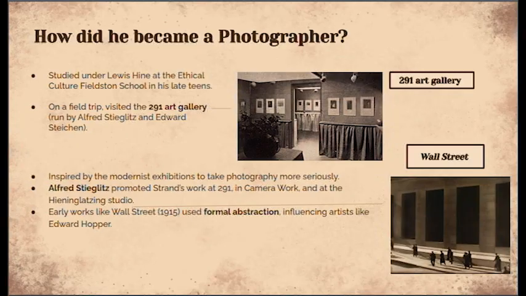Alfred Stieglitz became a key figure in Strand's career, promoting his work in the 291 Gallery, featuring it in his photography publication, and showcasing it at the studio. One of Strand's most famous early works, Wall Street, reflects his shift towards form abstraction.